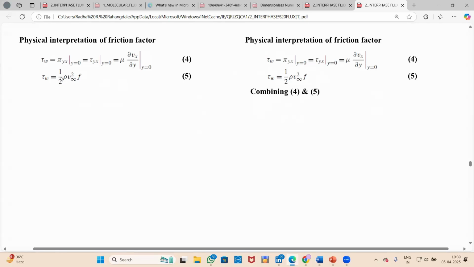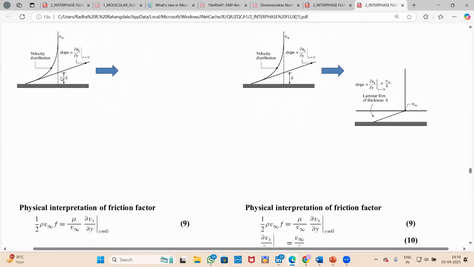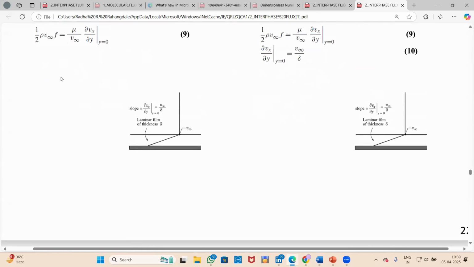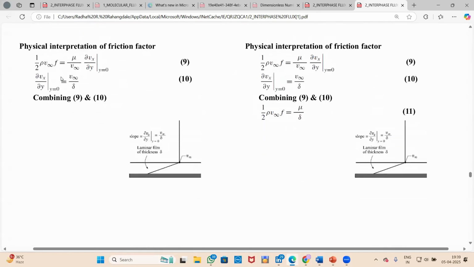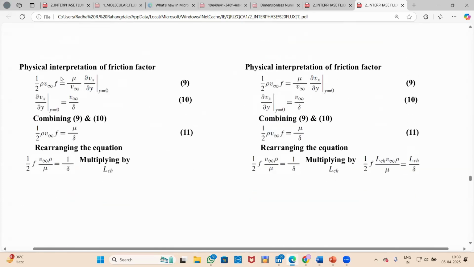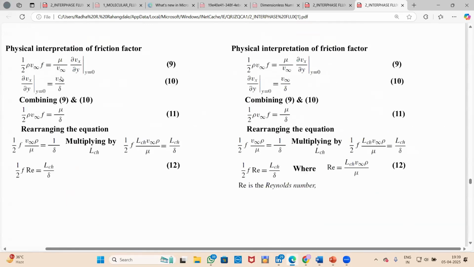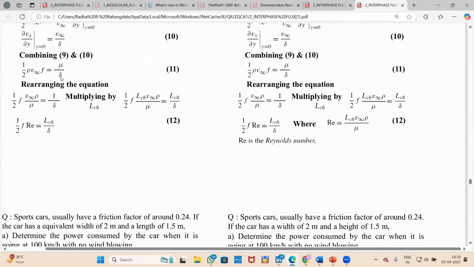Simply, we will equate both of these equations and finally we will get the relation between the friction factor and the Reynolds number. So basically, we will get Re into f by 2 is equal to L_CH by delta. So here f is your friction factor, Re is your Reynolds number, L_CH is your characteristic length, and delta is the thickness of your stagnant film.